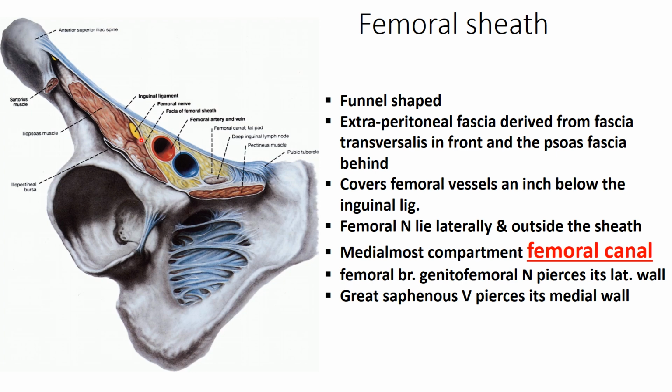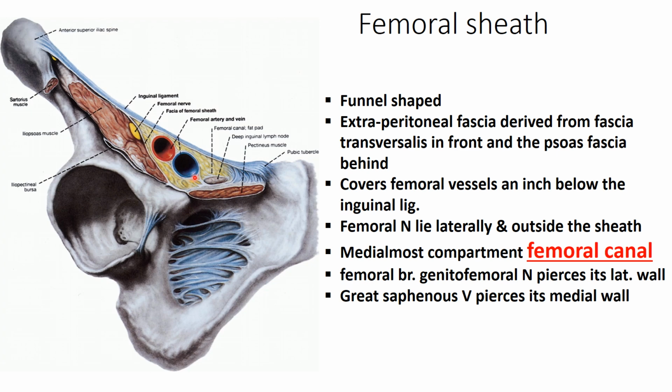and posteriorly this is the iliopsoas muscle. So posteriorly this is the psoas fascia. So it is formed by fascia transversalis anteriorly and psoas fascia posteriorly. So this sheath wraps the femoral artery and femoral vein up to the proximal 3 cm. After that, it gets fused with the adventitia of these vessels.